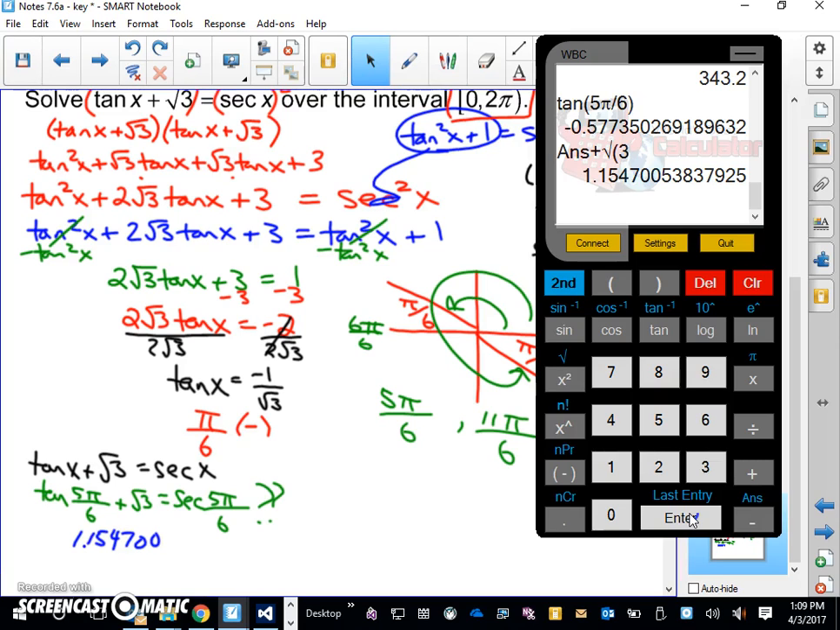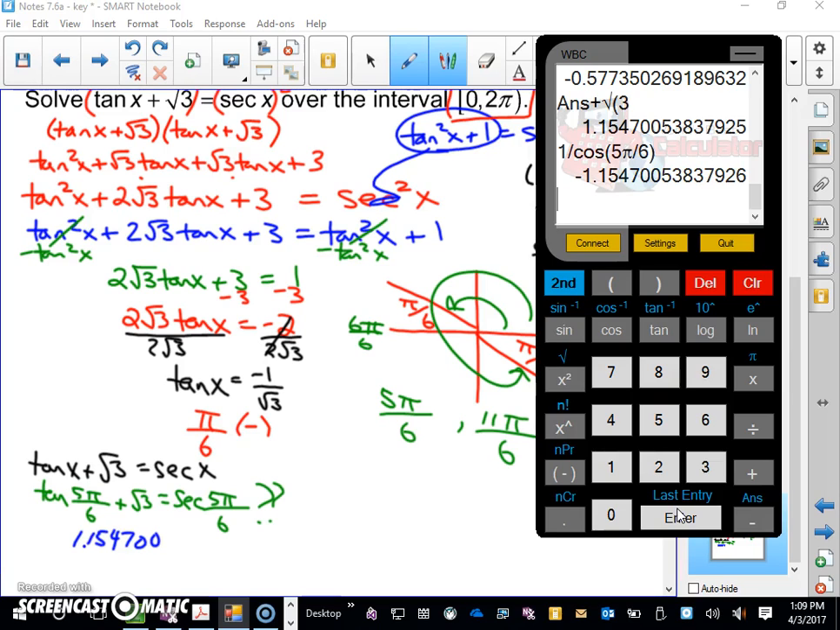Secant, how do we enter secant? Secant's 1 over cosine, right? So we'd have to do 1 over cosine 5 pi over 6. Is that the same thing? That's not the same thing, is it? So you know what that means? That means that this can't be an answer. That was extraneous. That 5 pi over 6 looked like an answer, but it's not actually an answer.